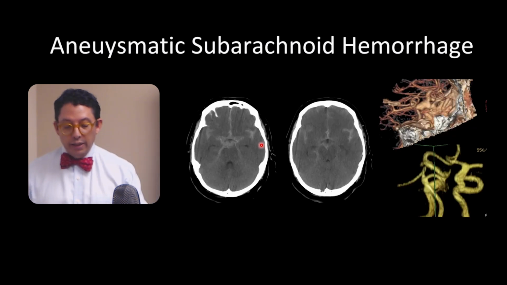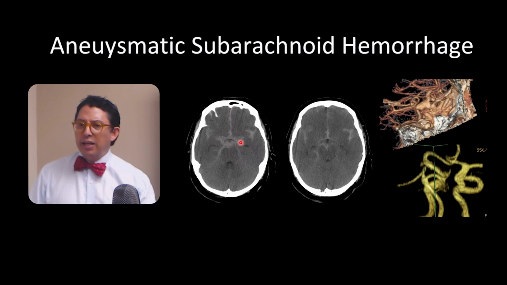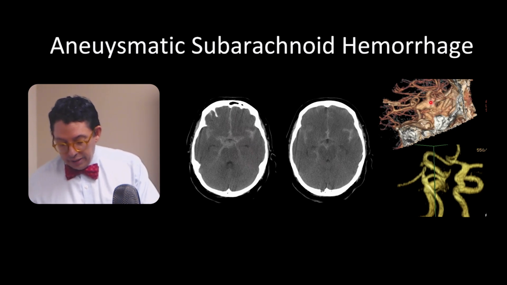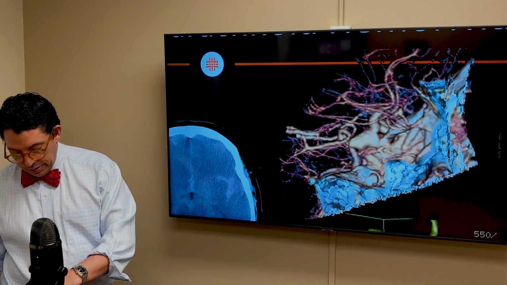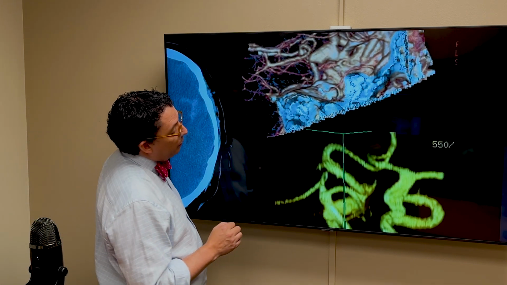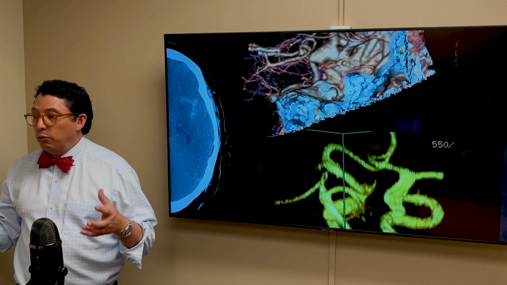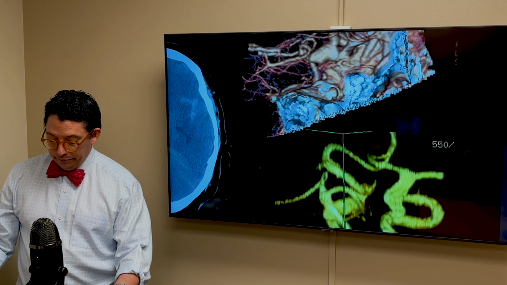Or you can have one that is mostly located in the basal cisterns, like here. Remember, the basal cisterns have the six-pointed star shape, but now you see it's so dense white hemorrhage. It's in the basal cisterns. You have to suspect an aneurysm. And when you do the 3D reconstructions, you can see that in this vessel, let's leave it there, which is the internal carotid artery, right? There's that little outpouching, which is an aneurysm, which is the one that bled. And this was an aneurysmal bleed.